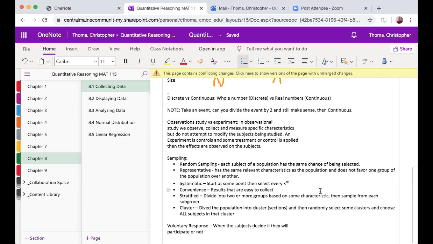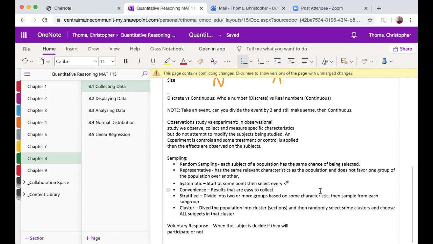Stratified is when I take my population and I divide it into 2 or more groups of some characteristic. Then I sample a little bit from each group. So say I want to break my groups into male or female, right? And then once I put everybody into male and female, then I pick a certain number from each group. That's stratified.